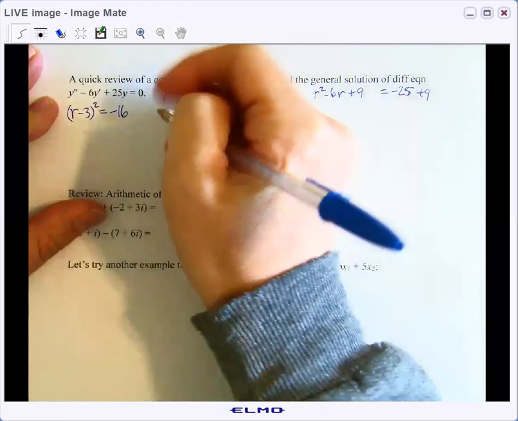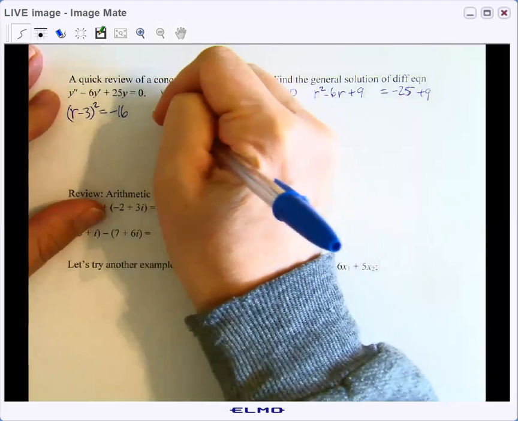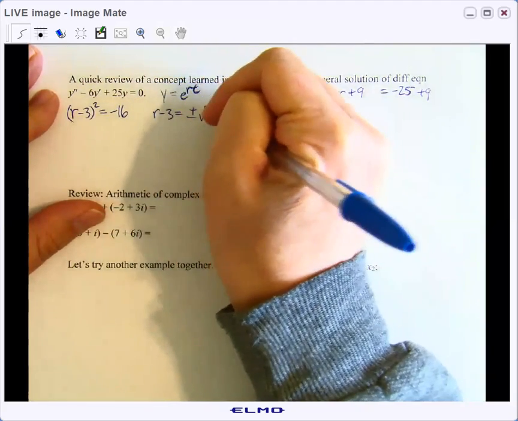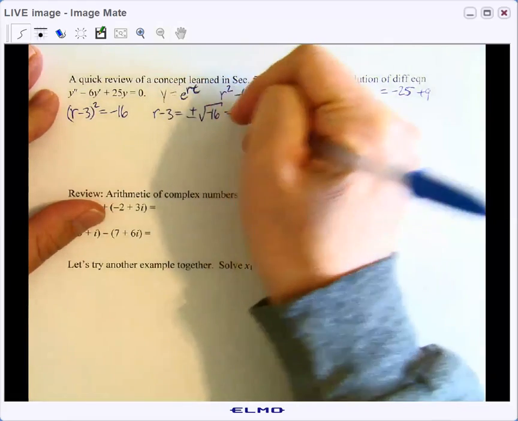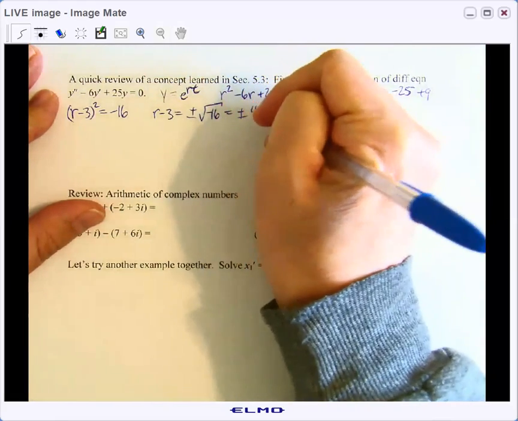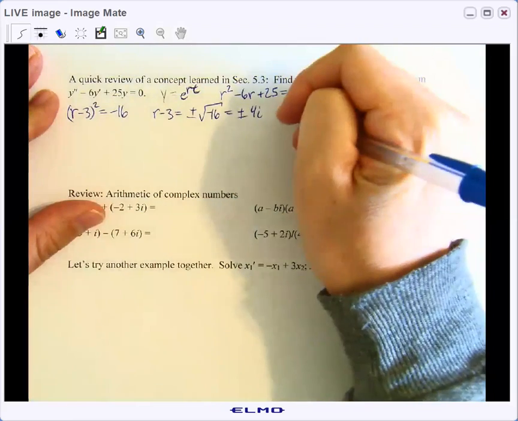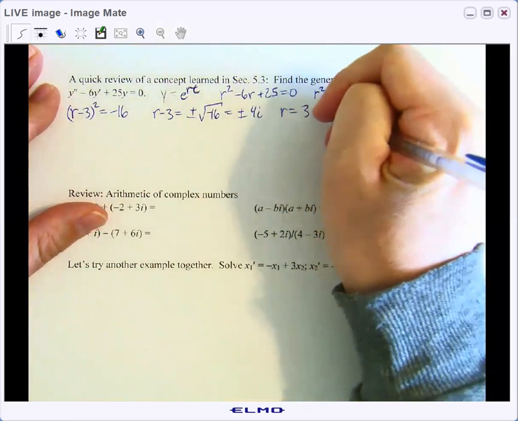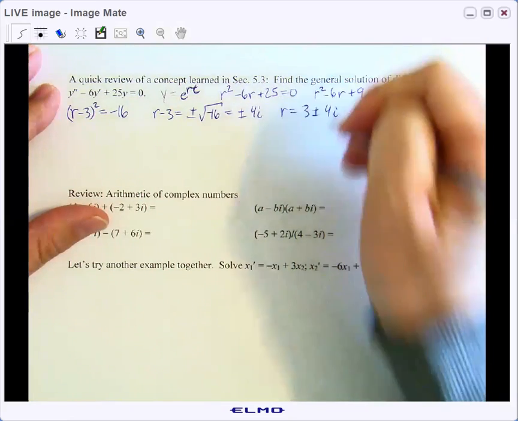And if we take the square roots of both sides, we're going to get r minus 3 is equal to plus or minus the square root of negative 16, which turns out to be plus or minus 4i. And therefore, r is, adding 3 to all sides, 3 plus or minus 4i.